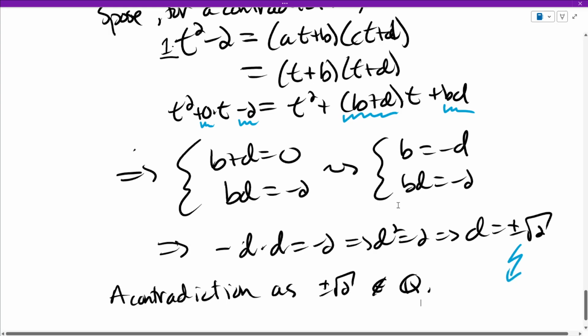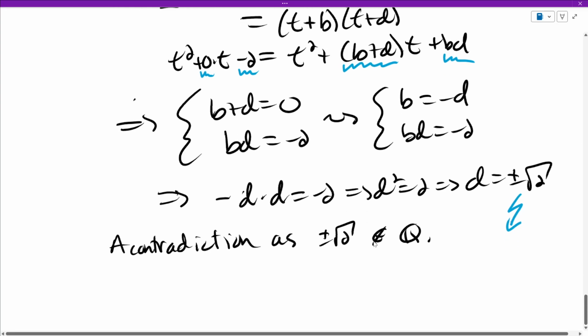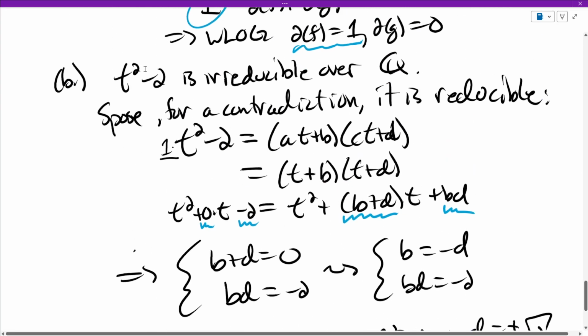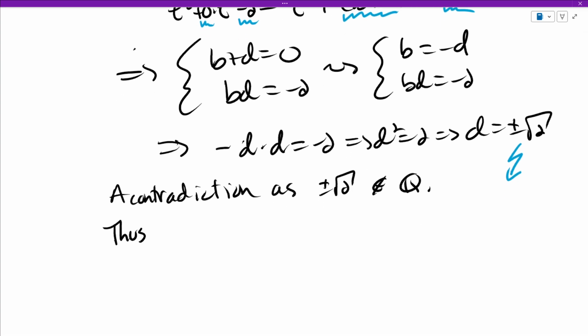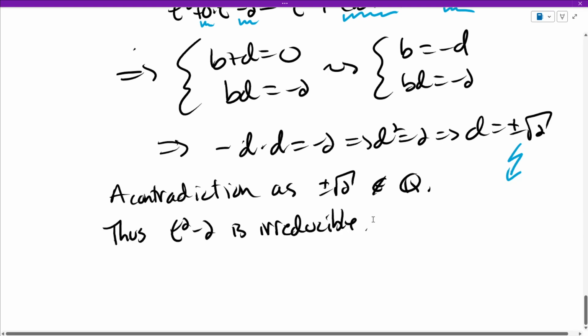So if we had access to the square root of 2, maybe by adding in the square root of 2, this would now factor. But we don't have access to the square root of 2 because we just have rationals. So this is an irreducible polynomial. Why? Well, we supposed it was reducible, and we got to a contradiction. So it must be that t squared minus 2 is irreducible. In fact, t to the n minus 2 is always irreducible. Okay, great. So it is irreducible over Q.